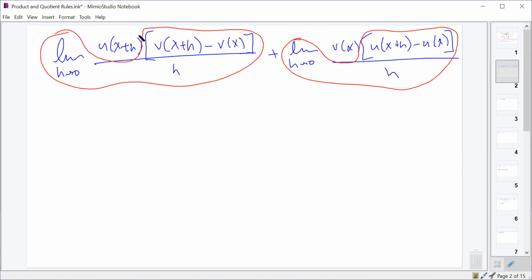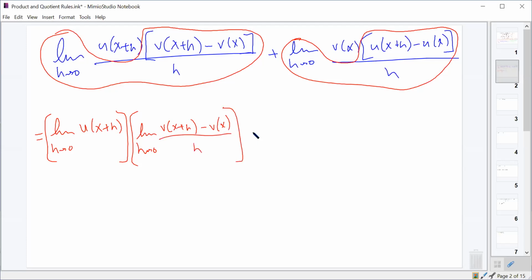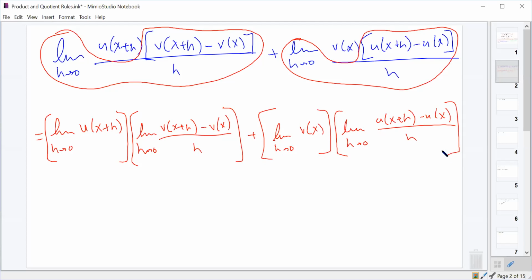And when I have two different things being multiplied together within a limit, I can write that as two different limits, can't I? Just being multiplied together. Everybody agree that we could turn that into that? Any issues with that or no? Nope. Cool.